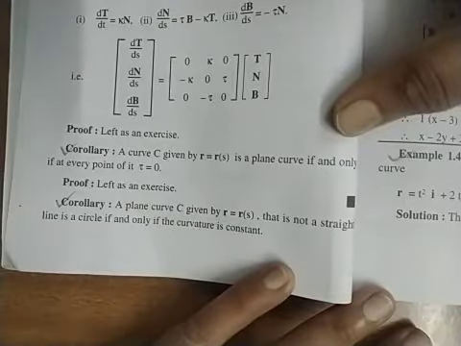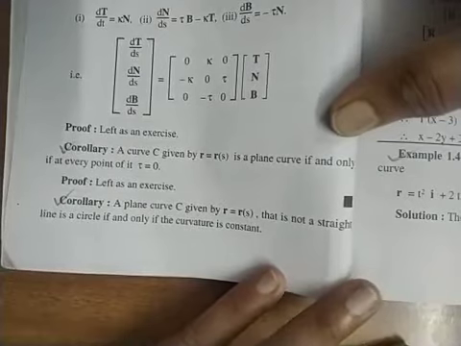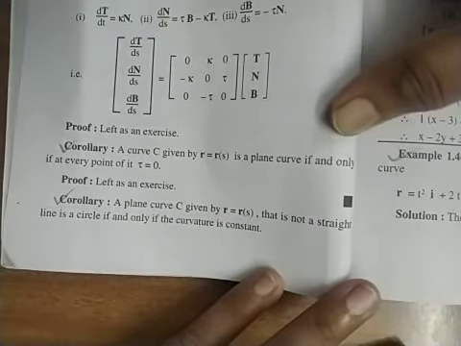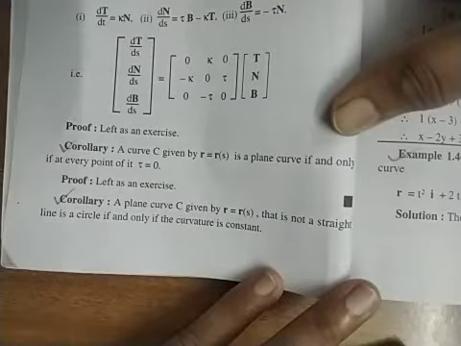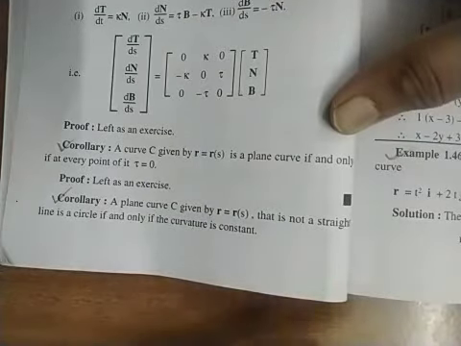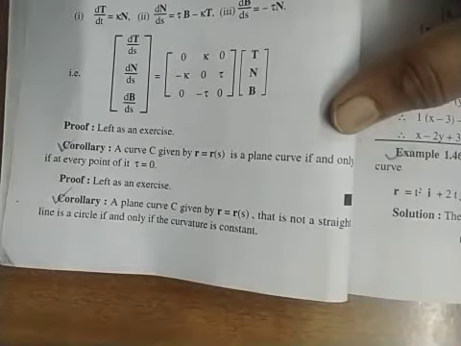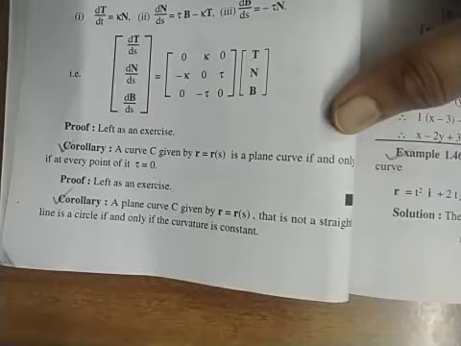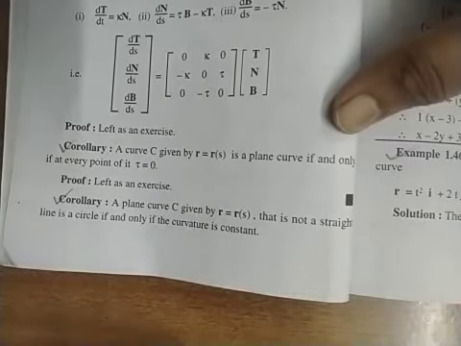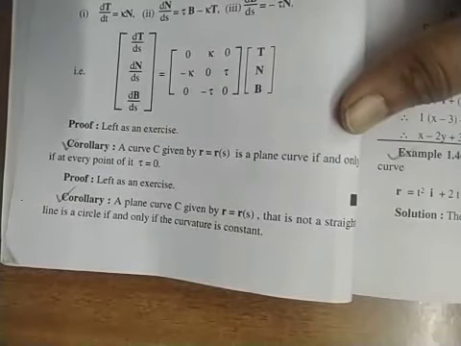And another corollary: a plane curve C given by R equals R(x), that is not a straight line, is a circle if and only if the curvature is constant. Sorry, a plane curve that is not a straight line will be a circle if and only if the curvature is constant. Let us solve some more examples.